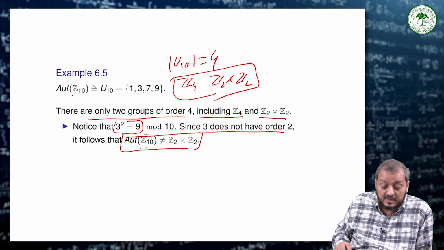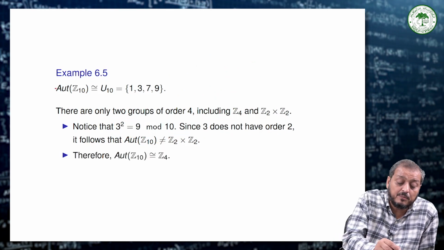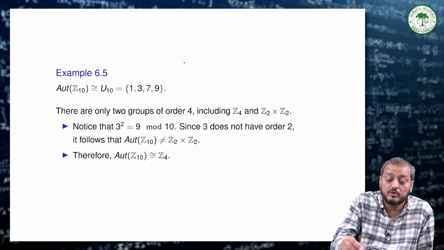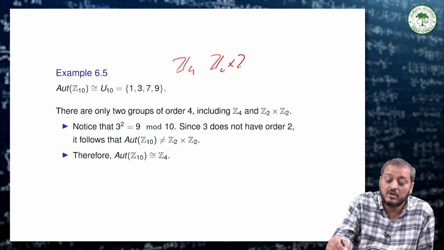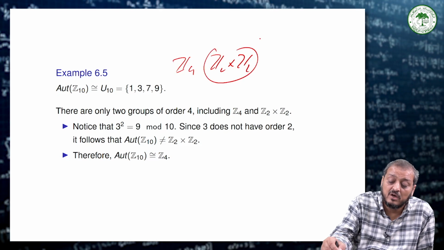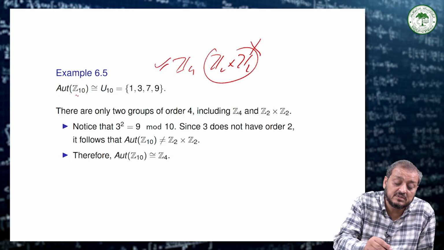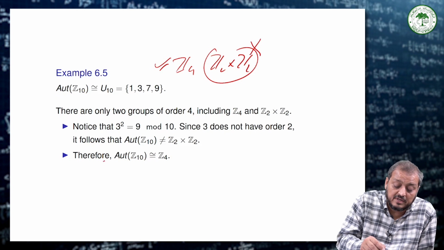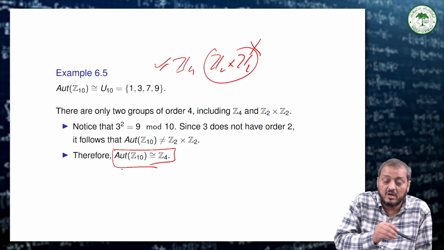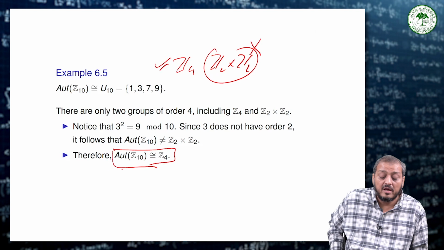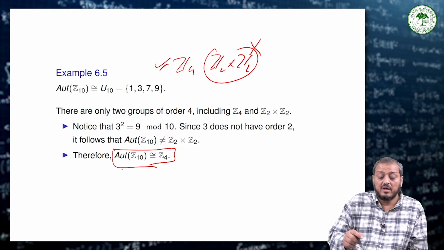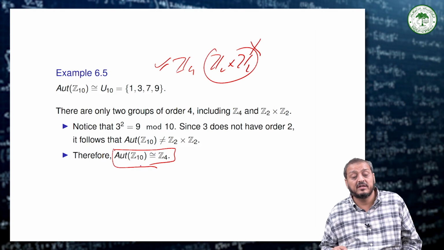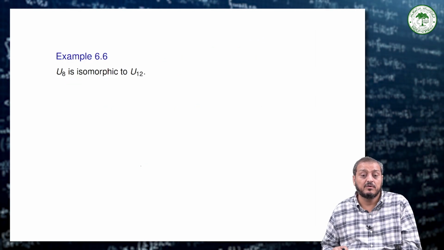Now, another possibility is this. Therefore the only possibility is this: we have only two possibilities, Z4 or Z2 cross Z2. So this is ruled out. Then the only possibility is that the automorphism group of Z10 is isomorphic to Z4. So this means the automorphism group of Z10 is always isomorphic to Z4.